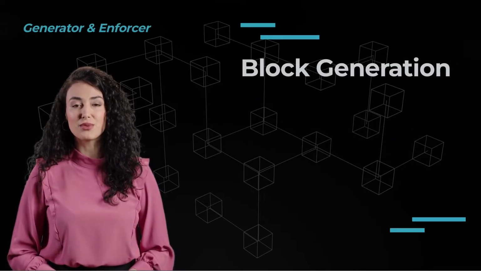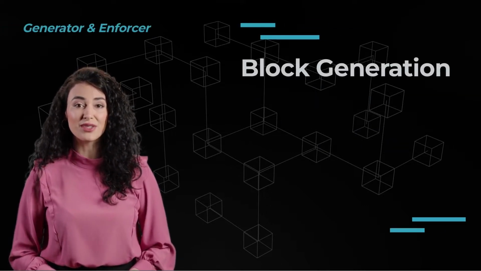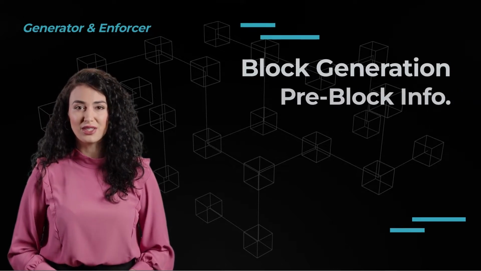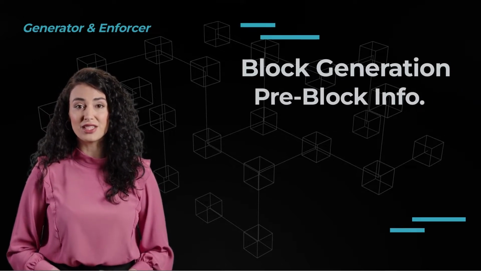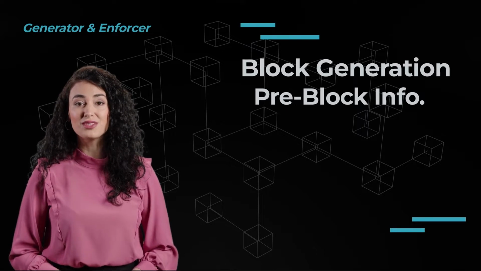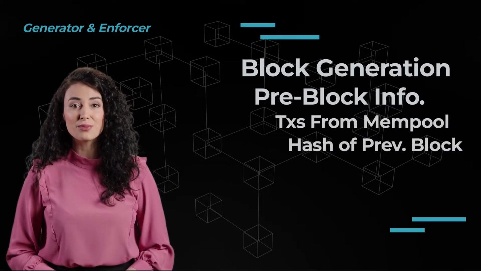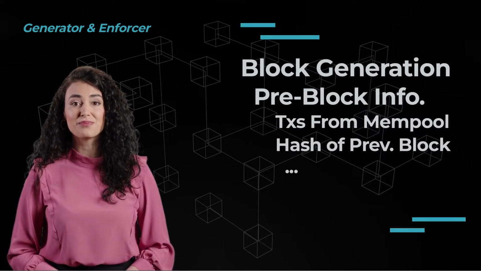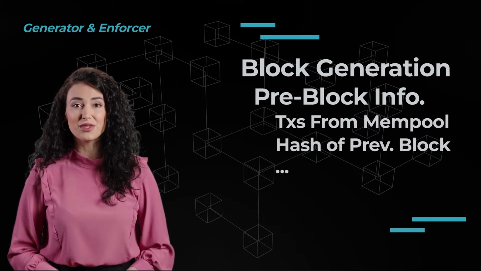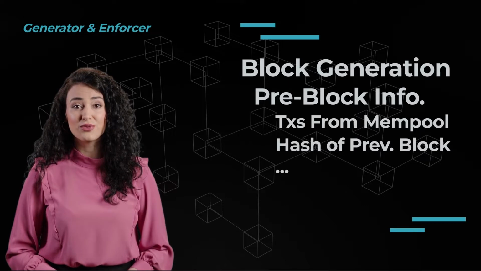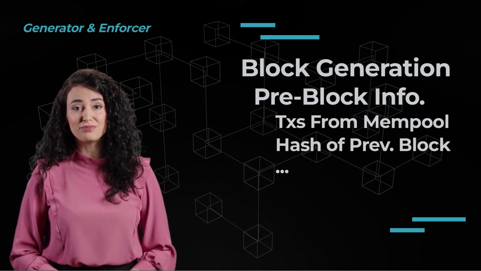In order to generate a valid block, the generator needs to gather some pre-block information. This pre-block information generally includes the full or a subset of the transactions in the generator's mempool, the hash of the previous block, and the like. In most implementations, the pre-block information will also include the Peterson of the generator.